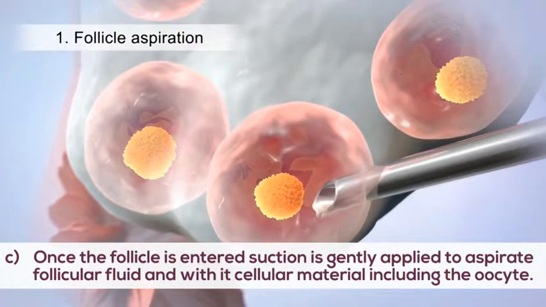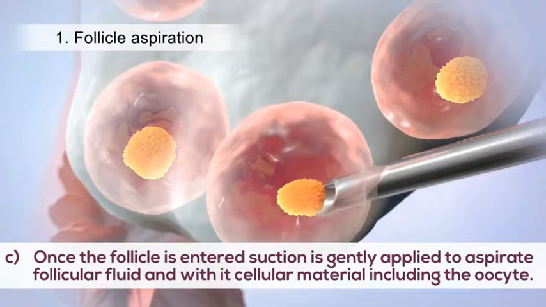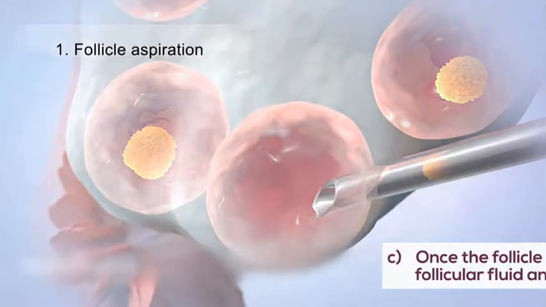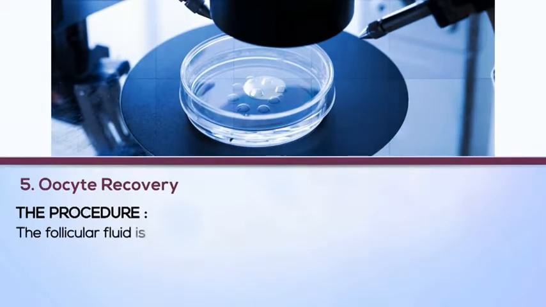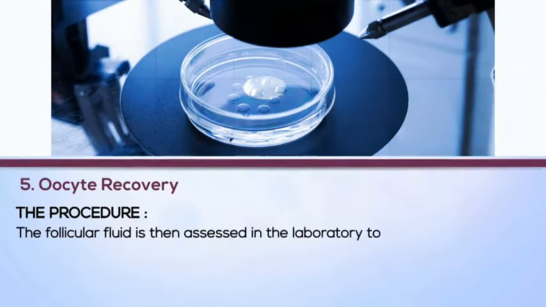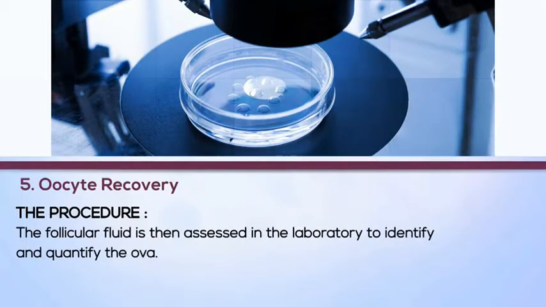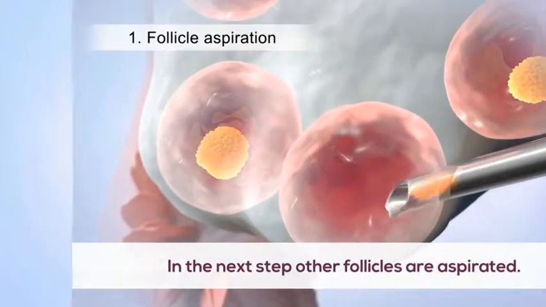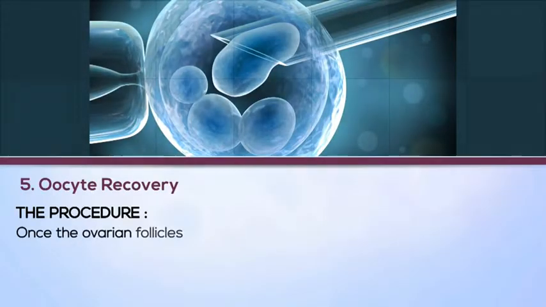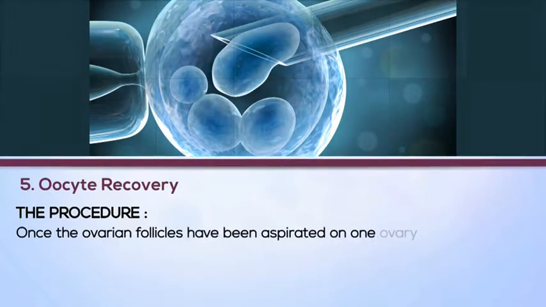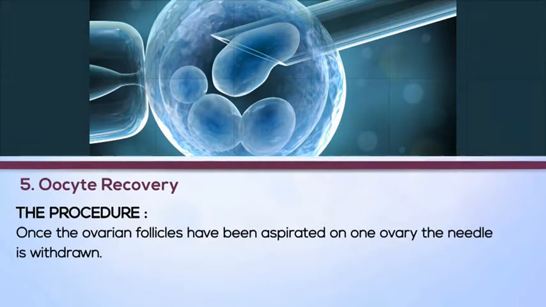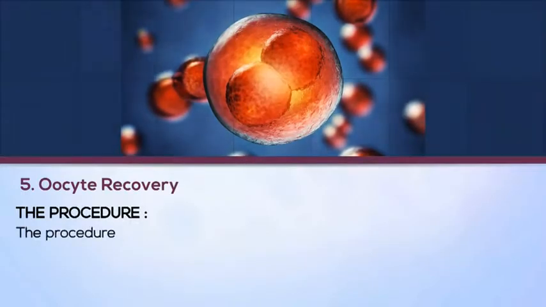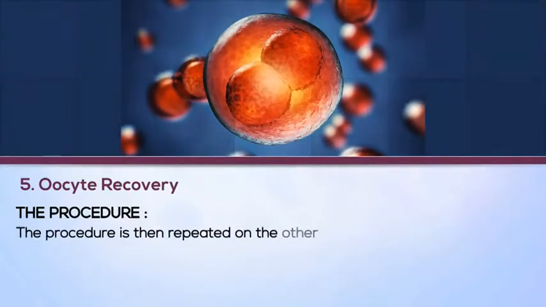C. Once the follicle is entered, suction is gently applied to aspirate follicular fluid and with its cellular material including the oocyte. The follicular fluid is then assessed in the laboratory to identify and quantify the ova. In the next step, other follicles are aspirated. Once the ovarian follicles have been aspirated on one ovary, the needle is withdrawn. The procedure is then repeated on the other ovary.